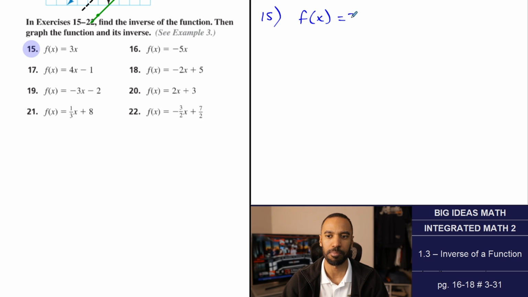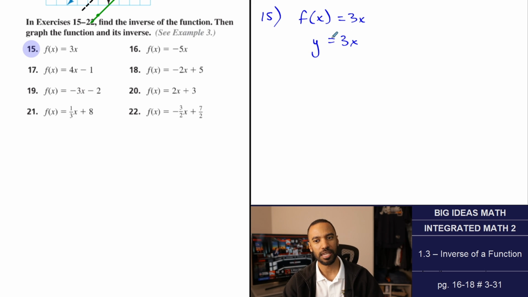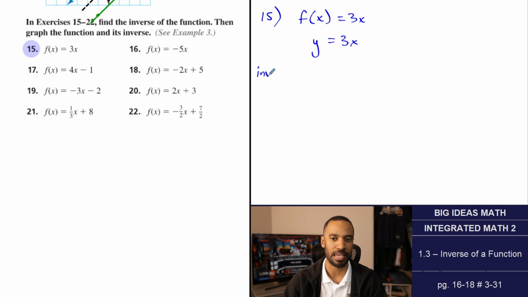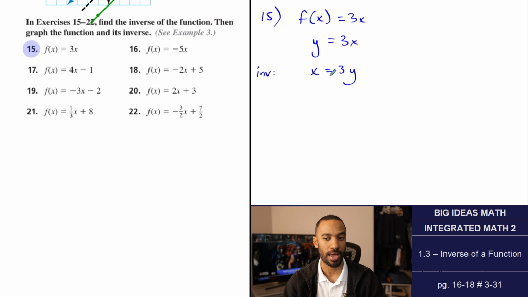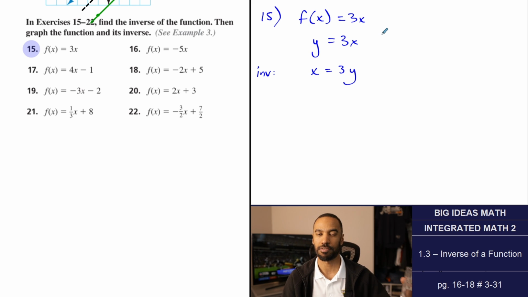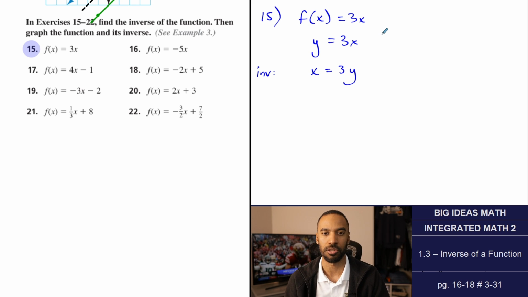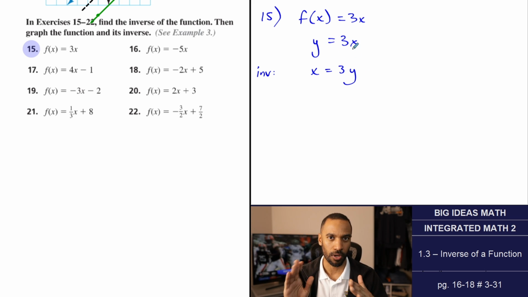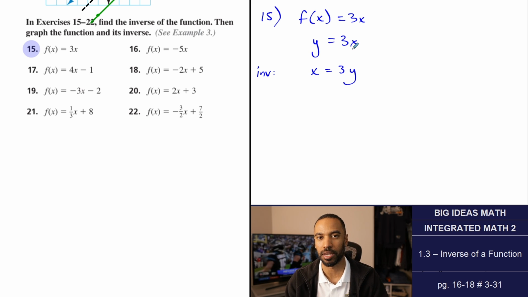f of x will be y. But what I'm going to do next is swap x and y. This is where we actually apply the inverse process itself. x now equals 3y. This itself is already the inverse. If you went to your favorite graphing calculator online, I tend to use Desmos, and you typed y equals 3x and x equals 3y, you'll get two lines that look like they reflect across the line y equals x, because they do.